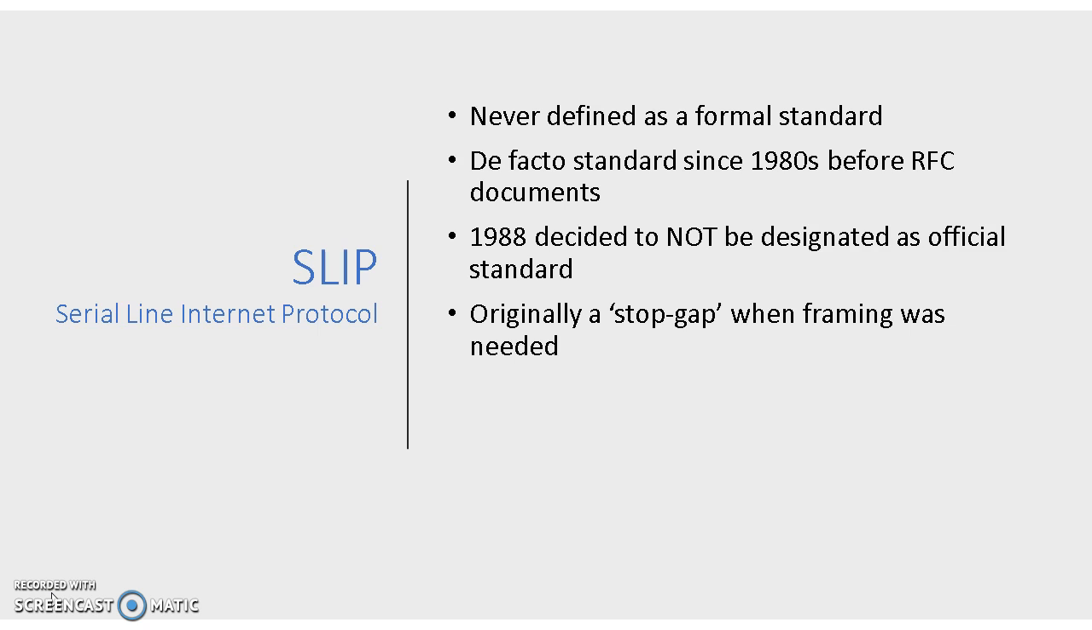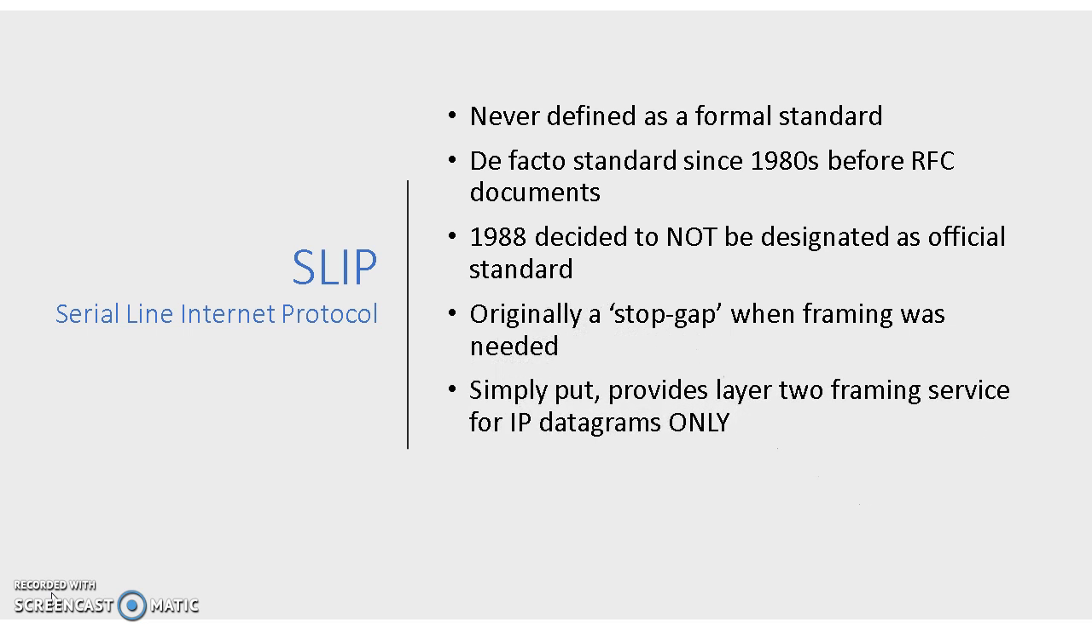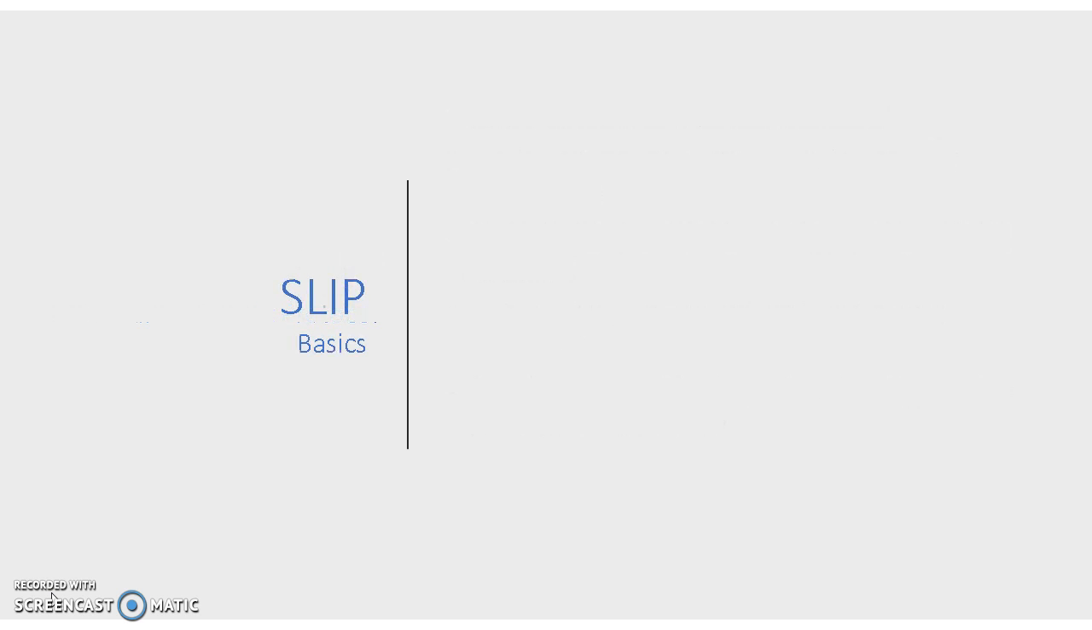SLIP was originally set up as a stopgap when framing for datagrams was needed. And simply put, SLIP provides layer 2 framing services for IP datagrams only, nothing else. That's all it does, and it does a darn good job of doing it. So now we're going to discuss the basics of SLIP.